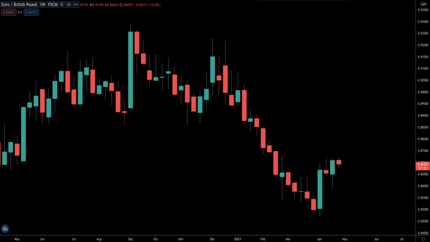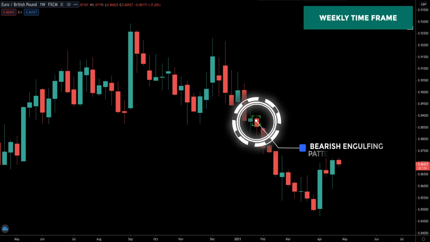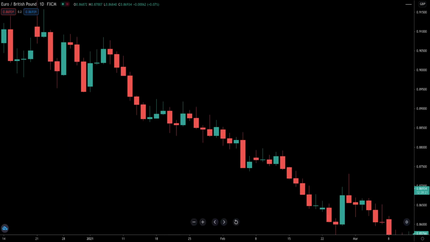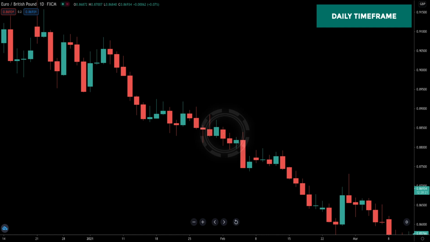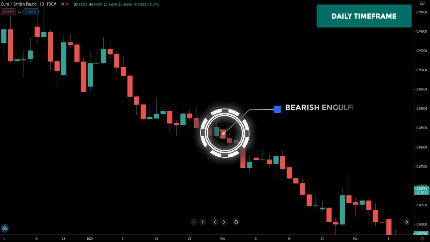So let me show you another example before ending off this video. This time, let's do a bearish scenario. Switch over to the weekly chart and look for a bearish engulfing pattern. Right here, we see that there is one. Once we see that, drop down to the daily chart and repeat this process. And right here, we see another bearish engulfing pattern that lies within the weekly bearish engulfing pattern.